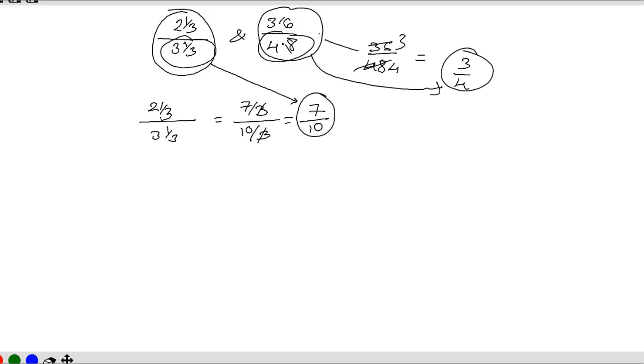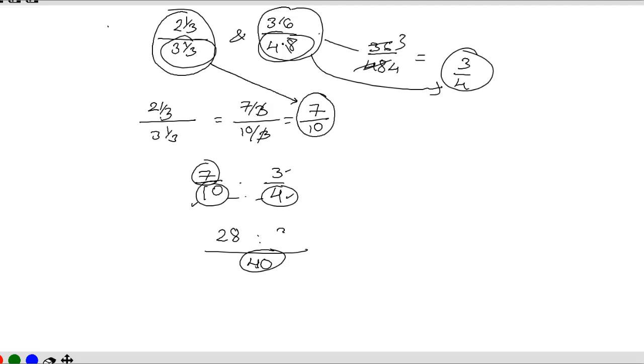Now I can replace these two ratios. 7 upon 10 को कंपेयर करना है आपको 3 by 4 से. Now still the denominator, you can see these two denominators are different. So I will take the LCM. So LCM आ जाएगा इसका, let's say 40. 40 divided by 10 क्या आएगा, 4 into 7, so 28. Again 40 divided by 4, it comes 10, and 10 into 3, that is 30. So now I can write 28 upon 40 and 30 upon 40.